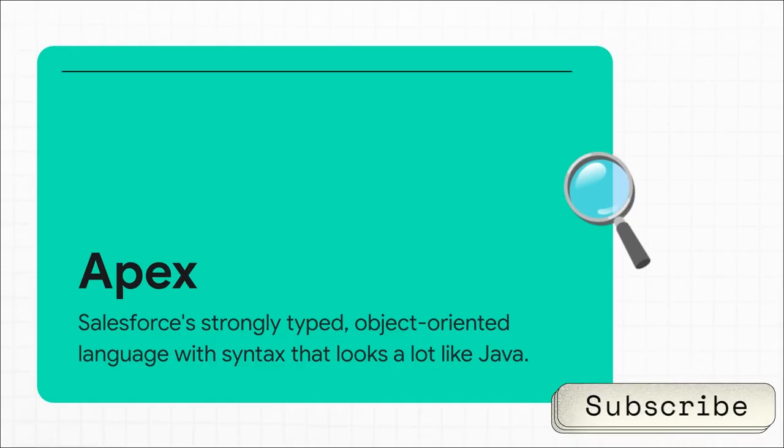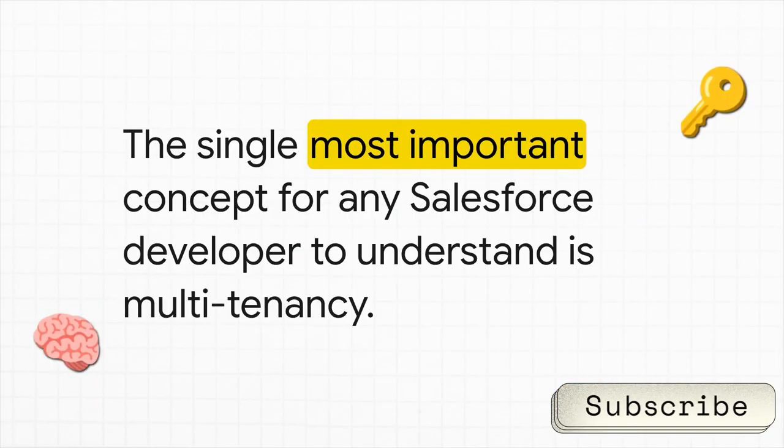Now, if you've ever seen Java, the syntax is going to look super familiar. But to really master Apex, you have to understand the very unique world it operates in. And this is it. This is the single most critical concept for any Salesforce developer: multi-tenancy. This one idea shapes everything we do, how we write our code, why certain rules exist, the whole shebang. So what in the world is it?